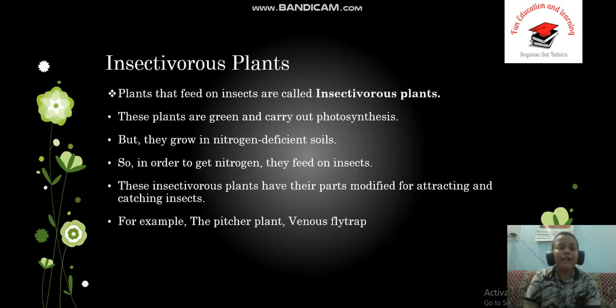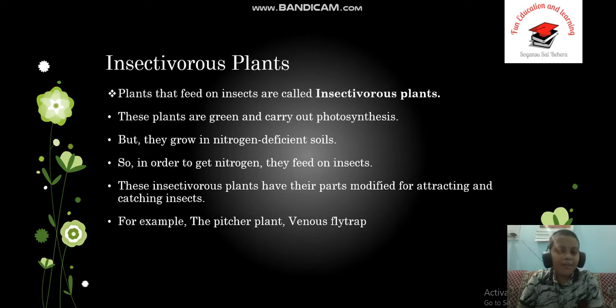Insectivorous plants: plants that feed on insects are called insectivorous plants. These plants are green and carry out photosynthesis, but they grow in nitrogen deficient soils. So in order to get nitrogen, they feed on insects. These insectivorous plants have their parts modified for attracting and catching insects. For example, the pitcher plant and Venus flytrap.